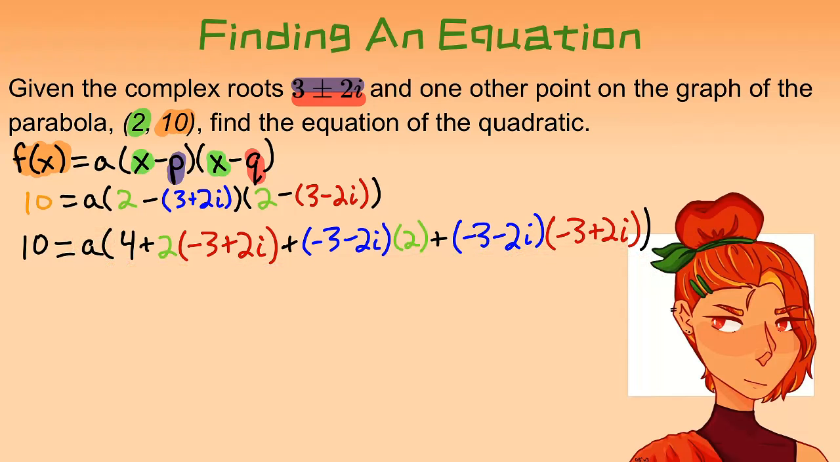Is it good? It's a lot. Step by step, though, can you follow what I did? Anyone have a question right here before we do the next steps? All right. 10 is equal to a times the quantity 4. Now we're going to distribute the 2 and get negative 6 plus 4i. Now here, we're going to distribute that 2 and get negative 6 minus 4i.